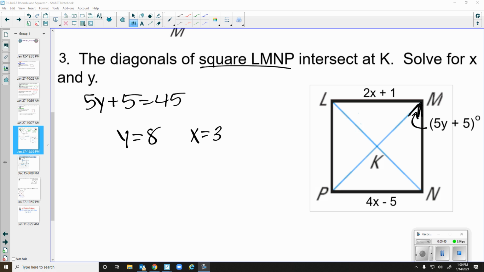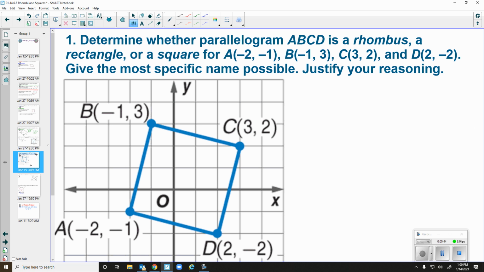Good? All right. Let's go to a graph chart. So we have this graph. Determine whether that parallelogram is a rhombus, rectangle, or square. Where you're going to be careful: y'all have your quiz. You have a quiz on Tuesday.